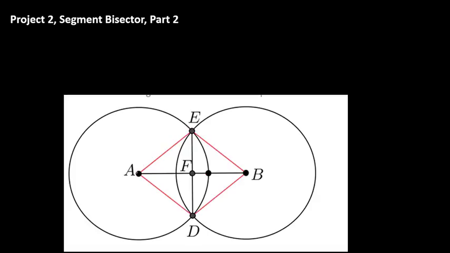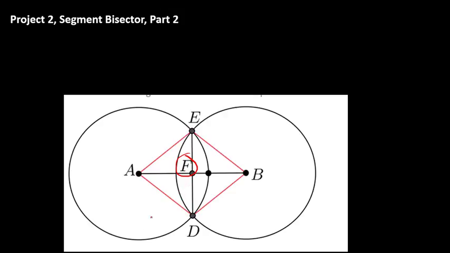And you can see they've drawn in red these line segments. So this is something they've added after the fact. We've got line segments AE, BE, AD, and BD, all these 4 line segments in red. And then they've labeled this point F, which is the intersection of line segment AB and line segment ED.